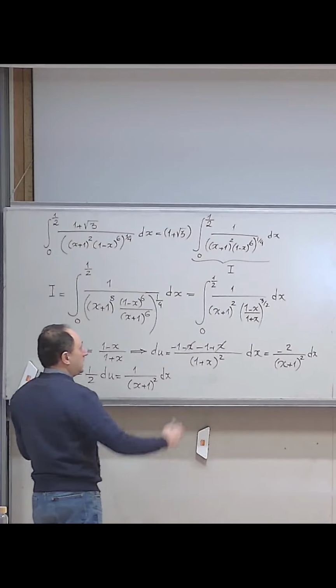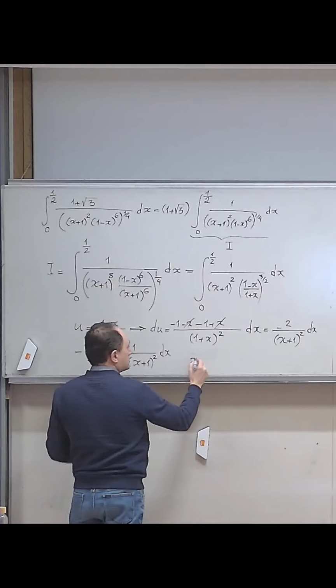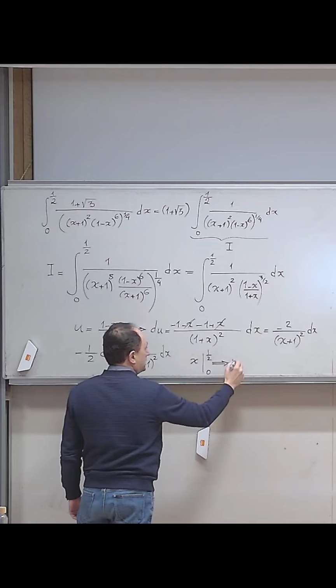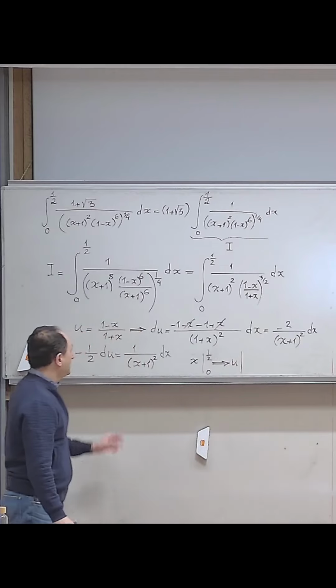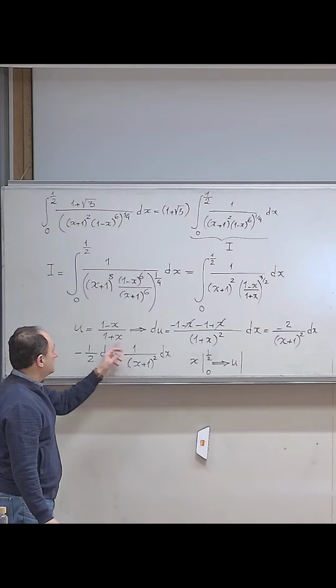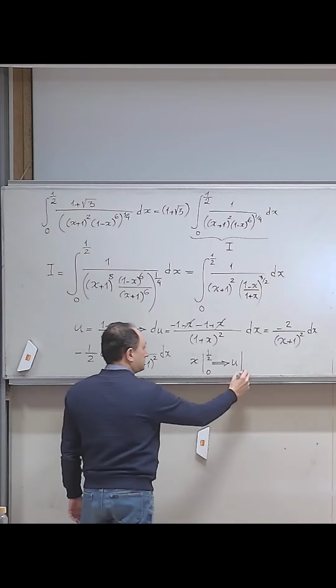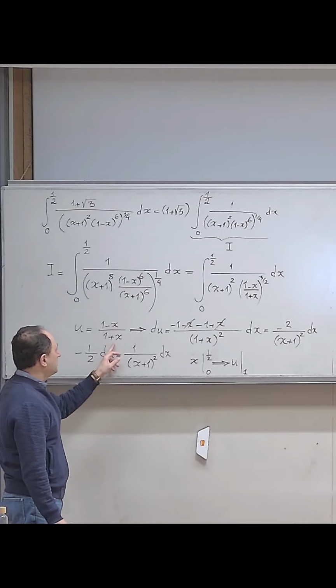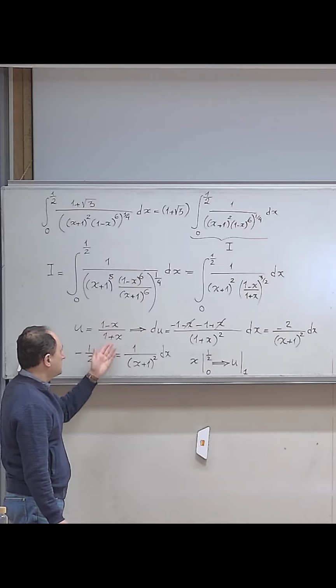Okay, but now the old variable x goes from 0 to 1/2. This means that my new variable goes from, if I replace x with 0, u becomes 1. And if I replace x with 1/2 here and there, it becomes 1/2 divided by 3/2, so it becomes 1 over 3.